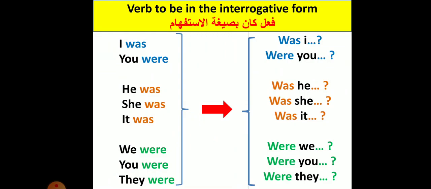He was becomes was he plus question mark. She was becomes was she. It was becomes was it. We were becomes were we. You were becomes were you. They were becomes were they plus question mark. Okay.